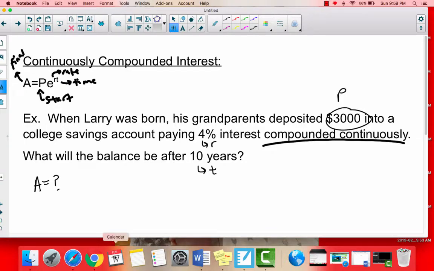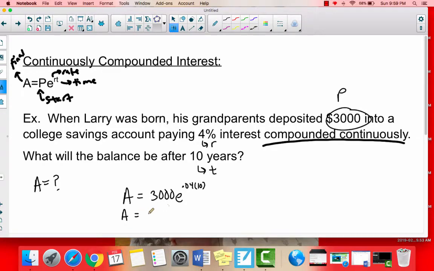And so all I have to do in this case is just plug in my numbers and then go to my calculator. And that would look like this. A is equal to 3,000 times e to the 0.04 times 10. And remember, rate always needs to be converted into a decimal, so that's very important. And now just go to your calculator, type this in, so you'll have 3,000 times e to the 0.04 times 10. Make sure that the 0.04 and the 10 are both in your exponent for e.